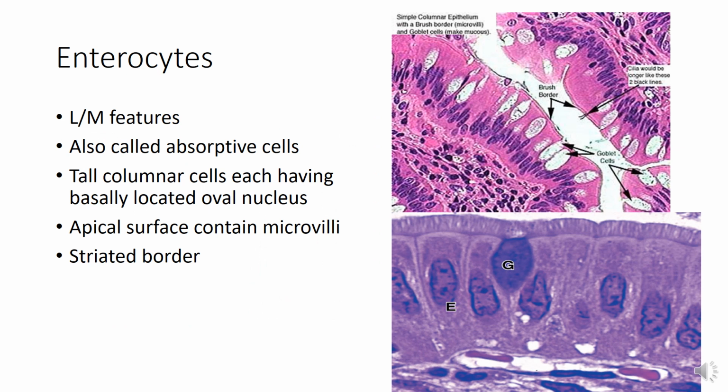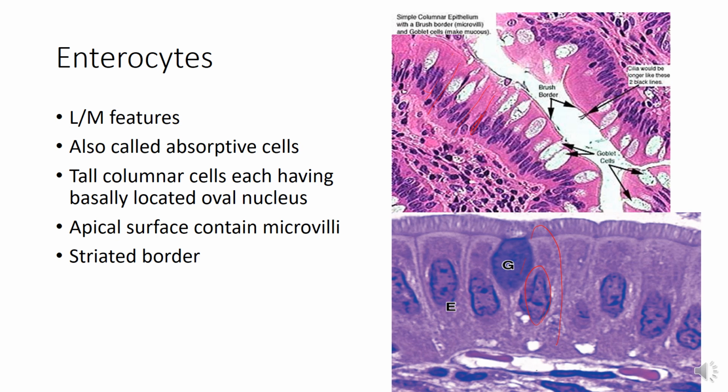So these are the enterocytes. They are also known as absorptive cells, and they are tall columnar cells, each having a basally located oval nucleus. So you can see here multiple tall columnar cells with oval basal nucleus.